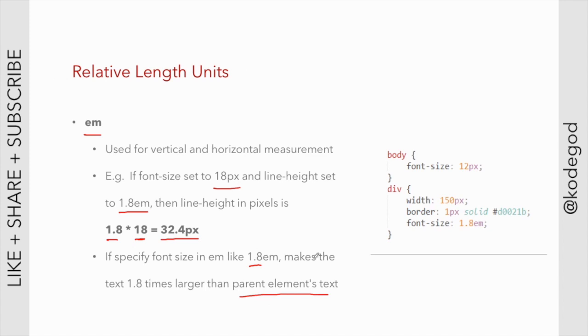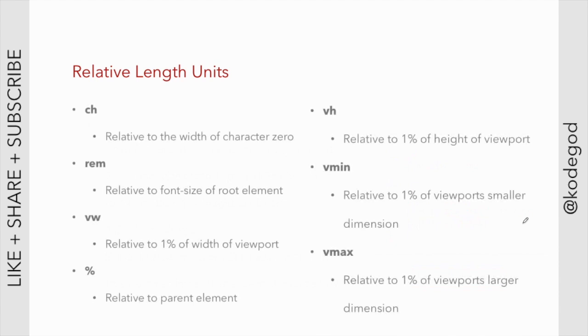You can see that I have written 1.8em over here. It's almost similar to the previous example, and this is how the output will be. Now this value will be dependent on the parent element, so that is the reason there is a slight difference between this output and the previous output. Then next we will see the other relative length units.